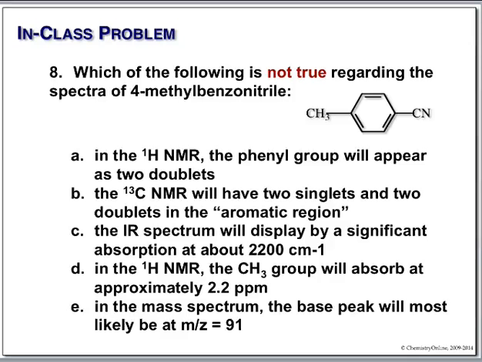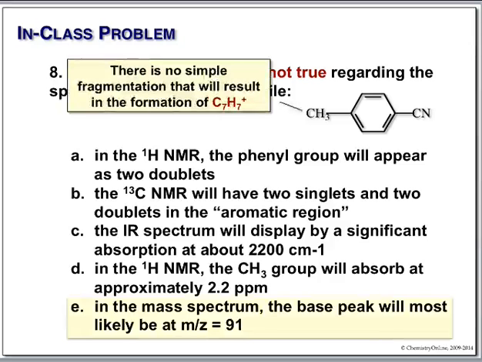In the proton NMR, the methyl group, that's this guy, will absorb at about 2.2-ish. That's about where you get a methyl attached to a benzene ring. So yeah, that's good. And finally, in the mass spec, the base peak will most likely be at 91. Well, we do have a benzene ring and we do have a methyl group, but there is no way you can clip something off here and form the tropylium ion. No way.